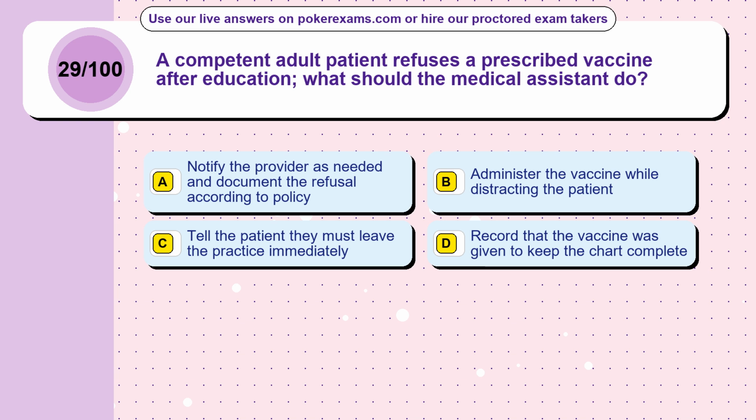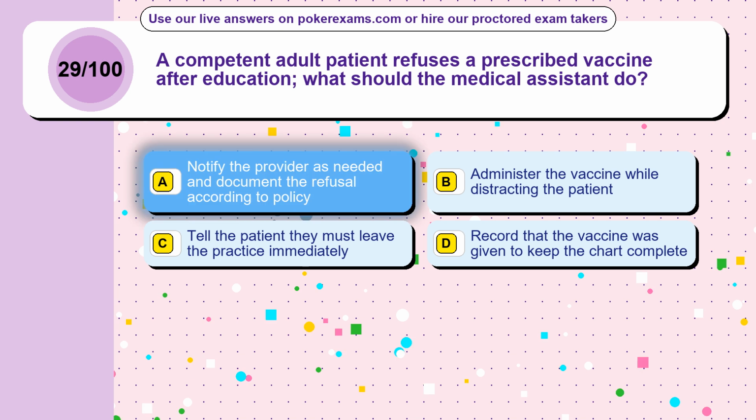Option A. Notify the provider as needed and document the refusal according to policy. Option B. Administer the vaccine while distracting the patient. Option C. Tell the patient they must leave the practice immediately. Option D. Record that the vaccine was given to keep the chart complete. The correct answer is option A. Notify the provider as needed and document the refusal according to policy.